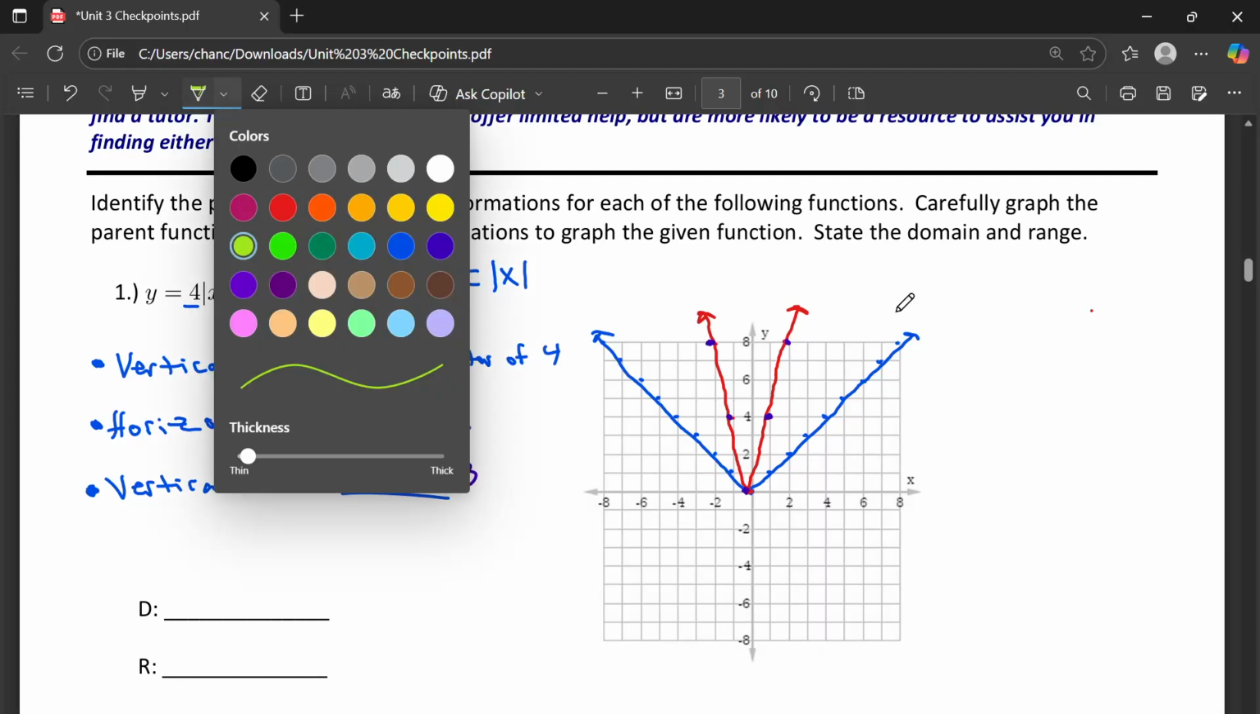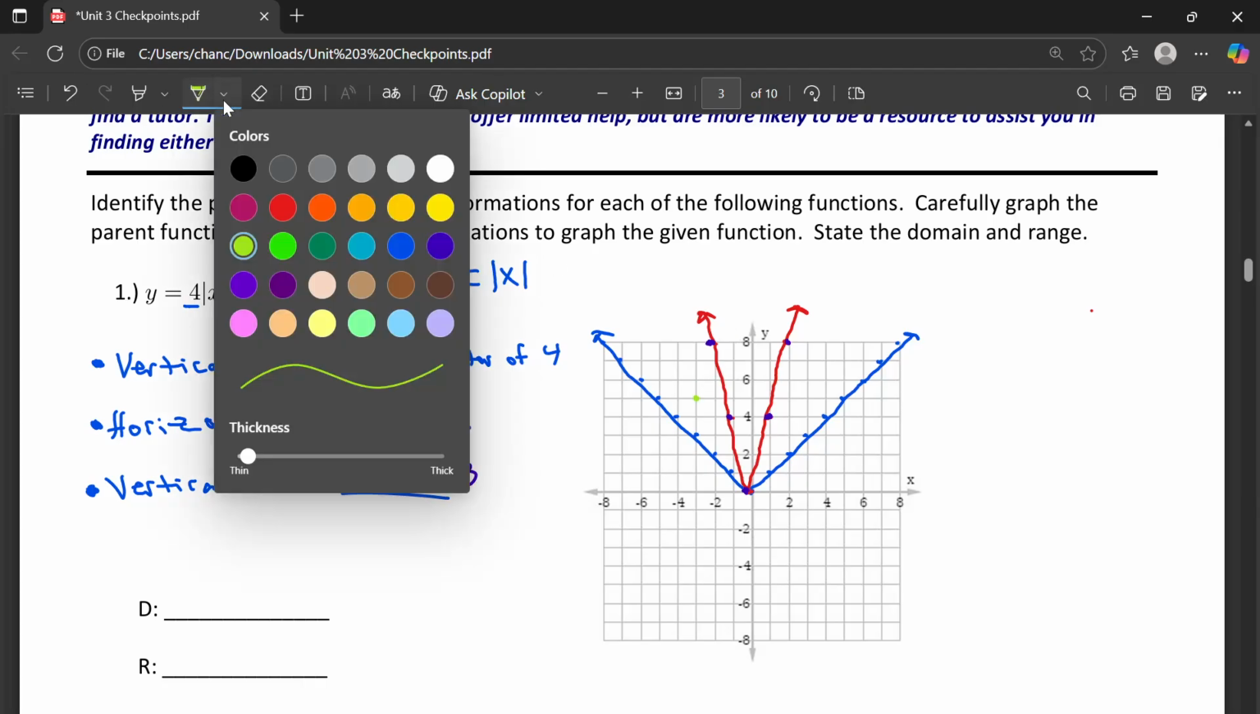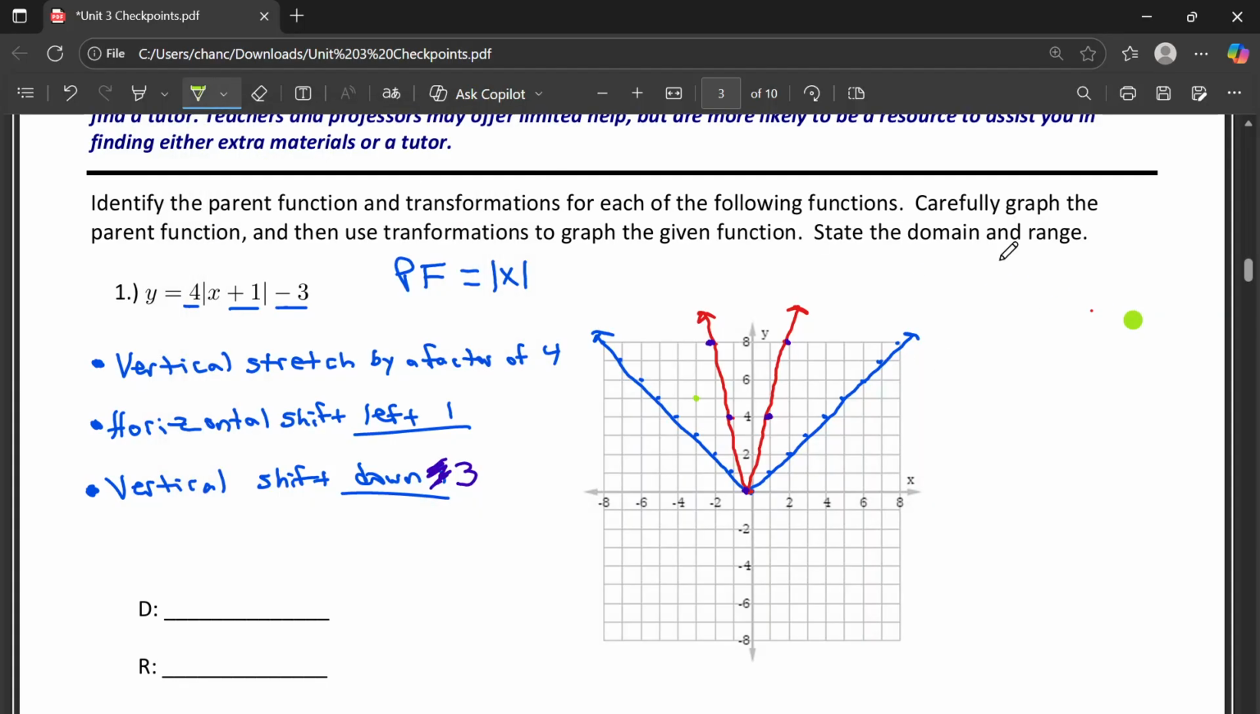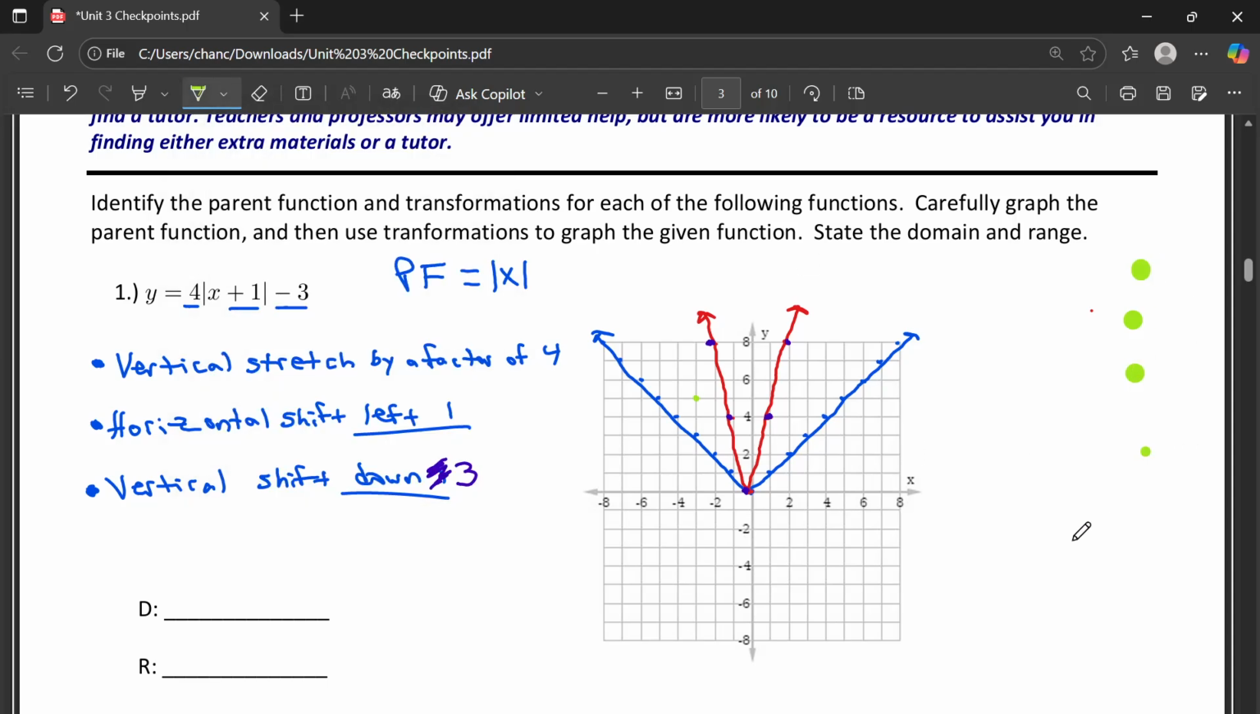Let's do that in green. So let's go. I'm going to take this point here. I'm going to go left 1 and down 1, 2, 3. Put a point there. Let's make it a little bigger. That's way too big. Hold on. That's all right. Okay, left 1, down 3.